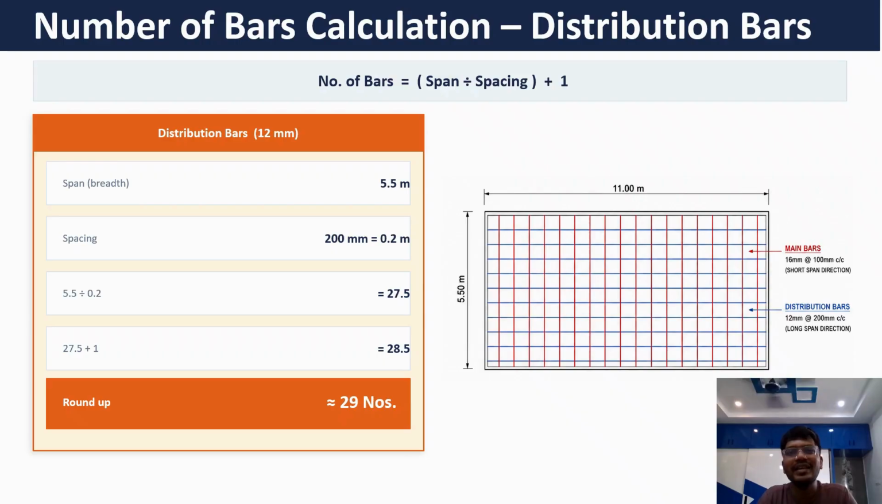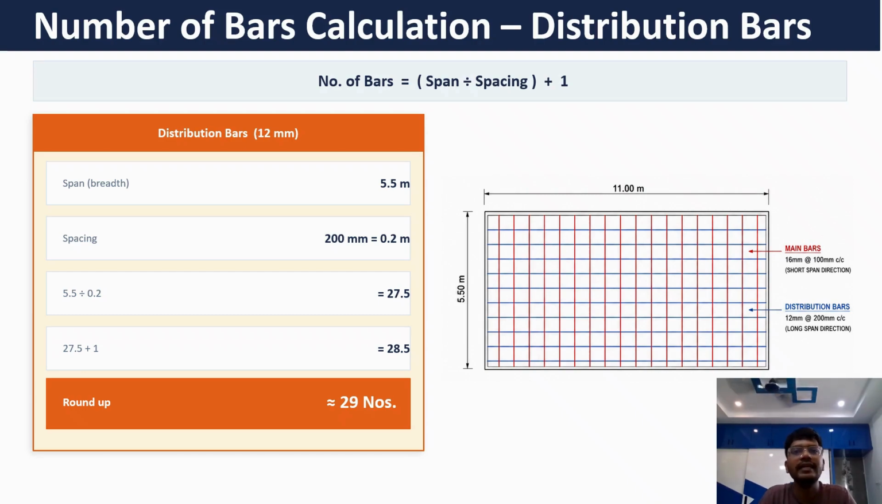Have you noticed something interesting here? The number of main bars is much higher than the distribution bars because the spacing between the main bars is less than that of the distribution bars, and they are placed along the longer span of the slab.